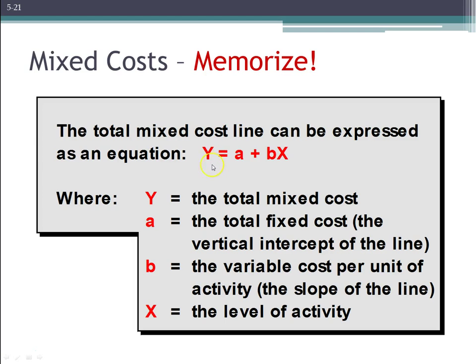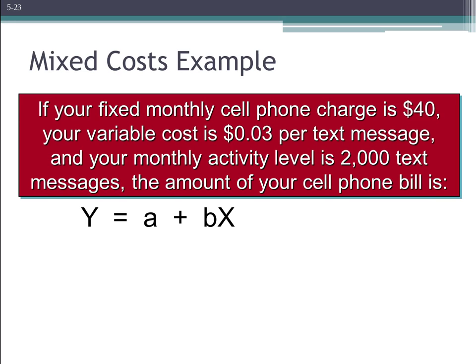First, we're looking at the total cost we're going to be predicting for the future, and our total cost is represented by Y. That would be the total mixed cost. That includes both the fixed component and the variable component. And it's represented here: A is the fixed costs plus our variable cost, which is B, the variable cost per unit, multiplied by X, the number of units or the activity level that we have during the period. So let's take a look at an example.